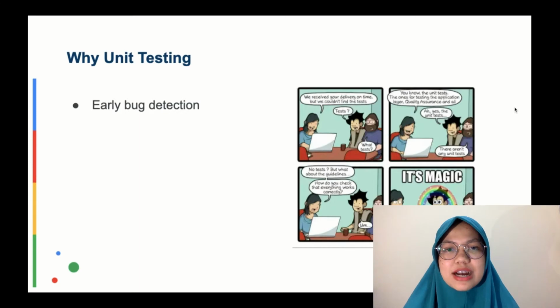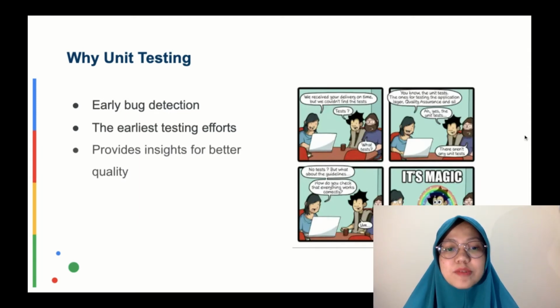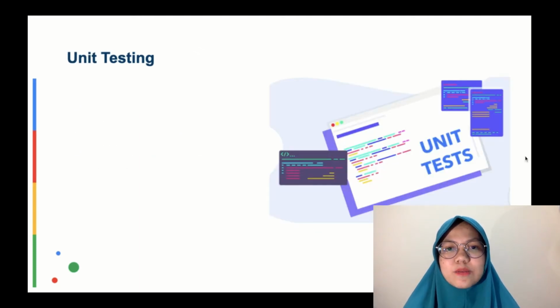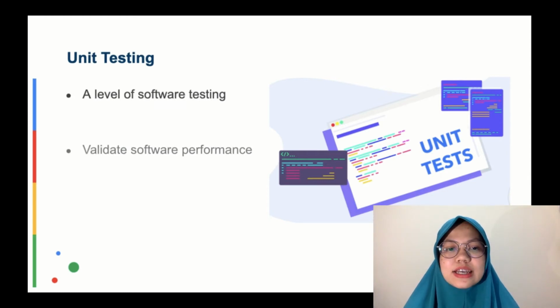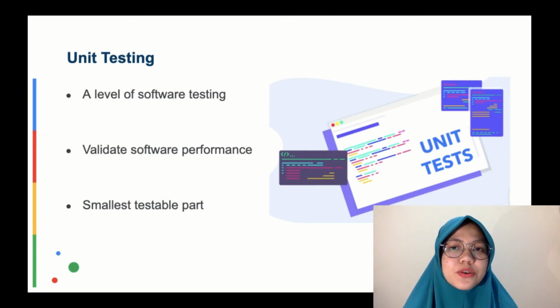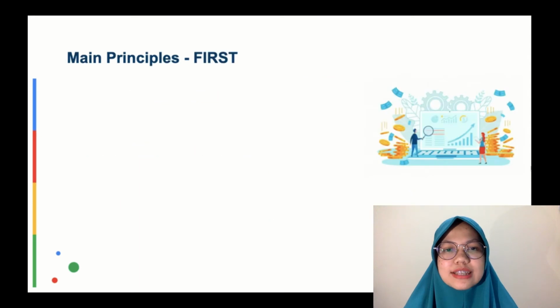So, why unit testing? It is an early bug detection. You will know that there are some bugs and you can just fix them directly afterwards. It is also the earliest testing effort. It provides insights for better quality of your code as well. What is unit testing actually? It is a level of software testing that validates your software performance, and it tests the smallest testable part of your code, and that is why it is called unit testing.